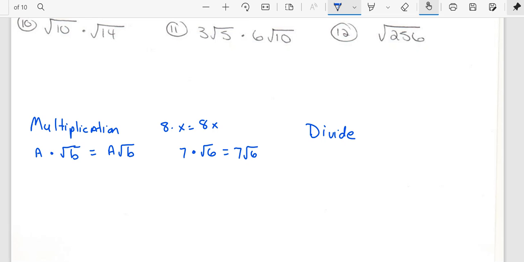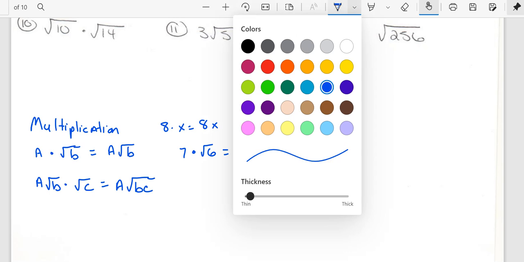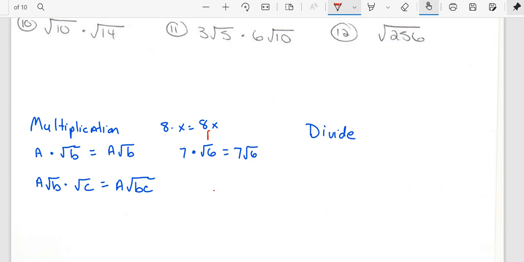All right. The next situation will be if we had something like a root b times root c. If we had a root b times root c, we're going to end up with a root bc. The b and the c can be multiplied because they are both under the radical. So as long as they're both under the radical, they can be multiplied by each other.